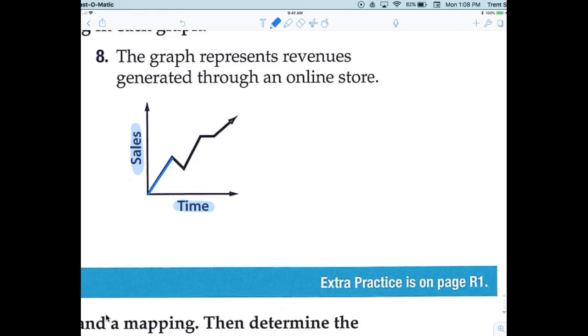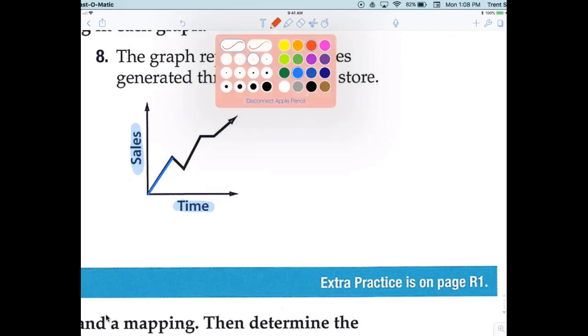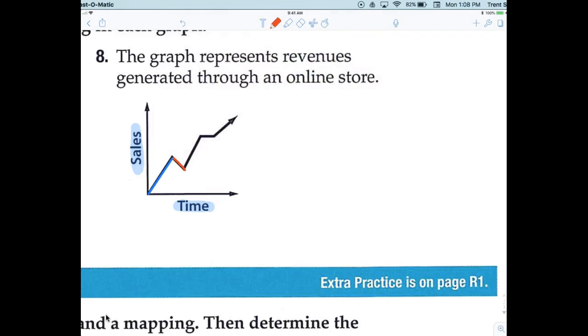Now, somebody try to describe for me what they think is happening from here to here. What do you think? I think that it went below, like it was moving, but it was decreasing. Exactly correct. So, are they still making sales? Yes, but they're making less. That's exactly correct. So the sales is still increasing, but at a slower rate. Does that make sense, guys?